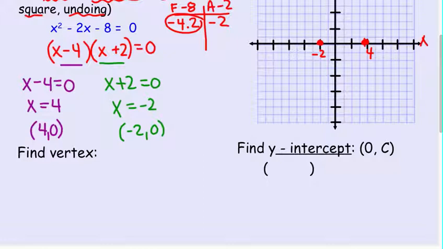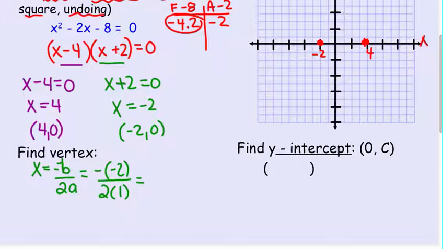So to find the vertex, we're going to start with opposite of b over 2a. Remember, that's your axis of symmetry equation. So opposite of b times 2a. We reduce that down. We get a +2 over +2, and we divide it. We get x equals 1. That's your axis of symmetry.